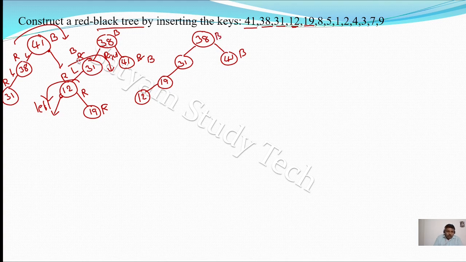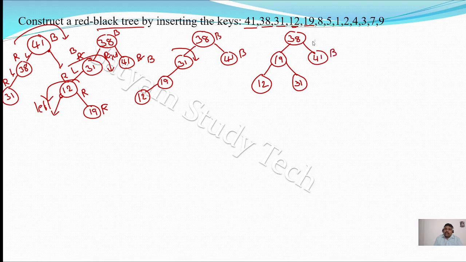After that, we have to perform the right rotation. Right rotation is performed here because it is a left case; if it is a right case, we perform left. So now we perform the right rotation. After performing the right rotation, here you can see the tree, 38. Here 19 becomes the parent of 31. 19's right is 31, and here is 12. And here is 41, which is black and cannot change.